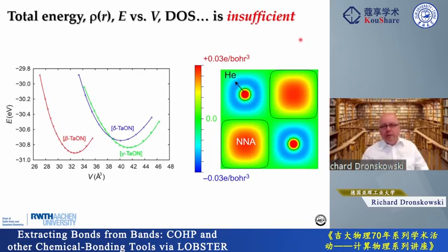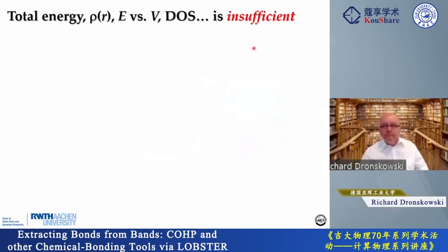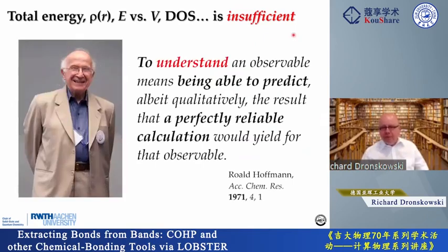Let me quote a former advisor of mine, Roald Hoffmann, when he was celebrating his 80th birthday a couple of years ago. He wrote, quite a while ago, half a century ago, a very interesting statement, and I read this to you. To understand an observable means being able to predict, albeit qualitatively, the result that a perfectly reliable calculation would yield for that observable.